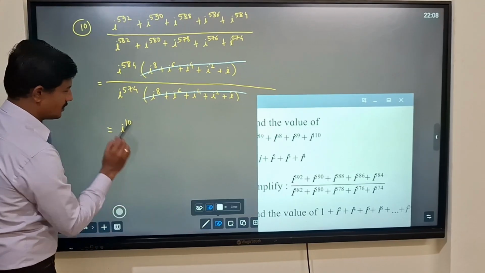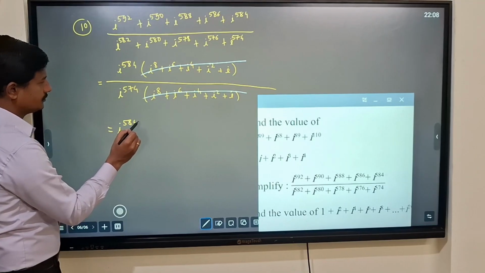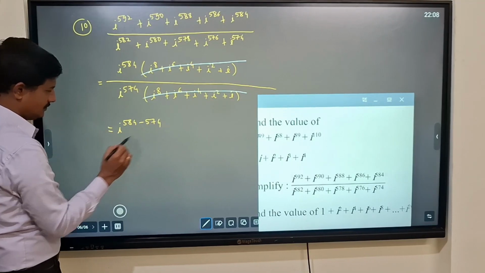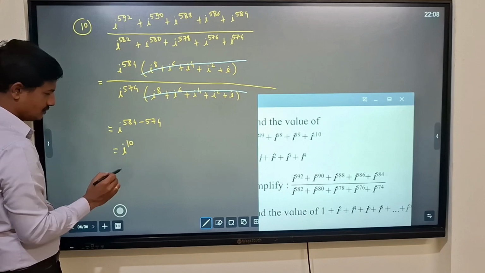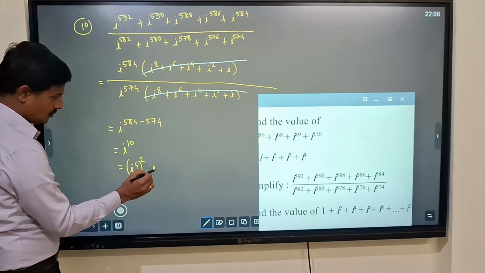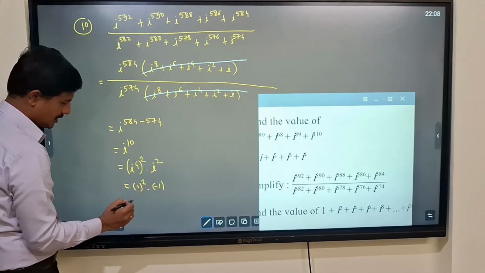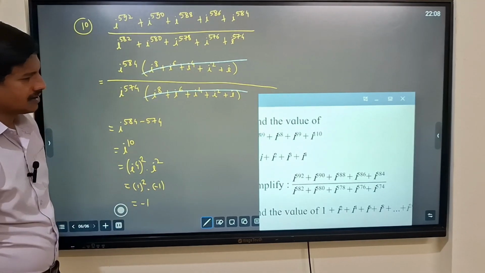Or you can write it like this: i raised to 584 minus 574. So this becomes i raised to 10. That is i raised to 4 into 2 into i square. This becomes 1 square into i square, which is -1. The answer is -1.